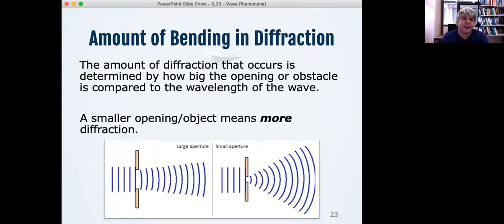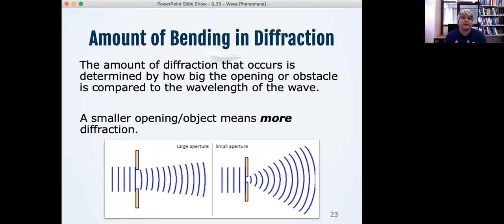The amount of diffraction, the amount of bending, there are ways to determine that mathematically. We're not going to do that. I just want you to be aware of the relative amount of spreading out, and that is that the smaller the opening is, the bigger the spreading out.